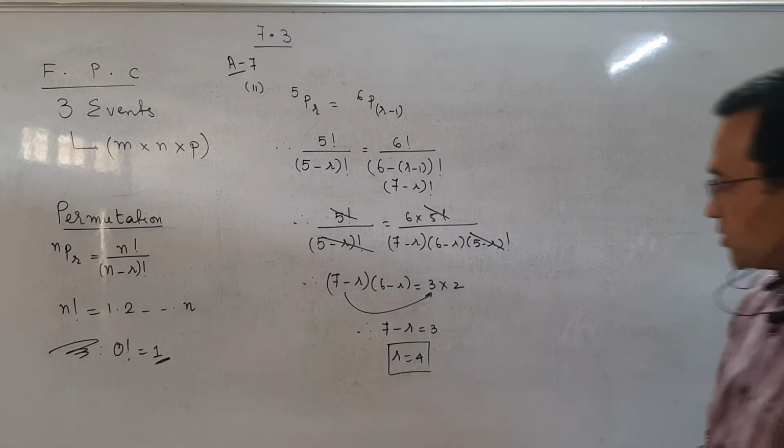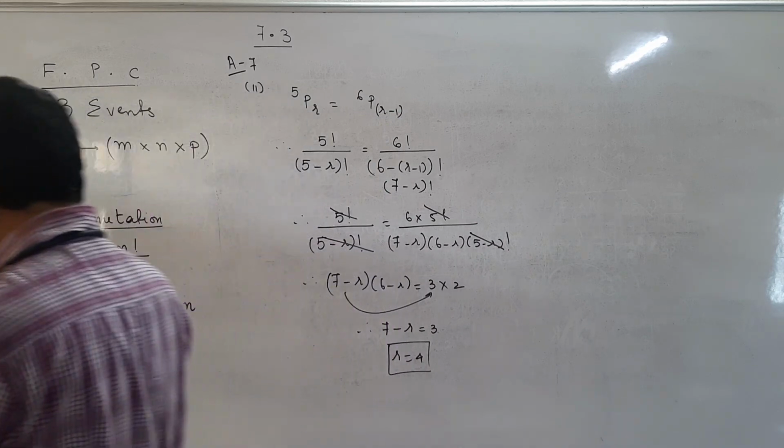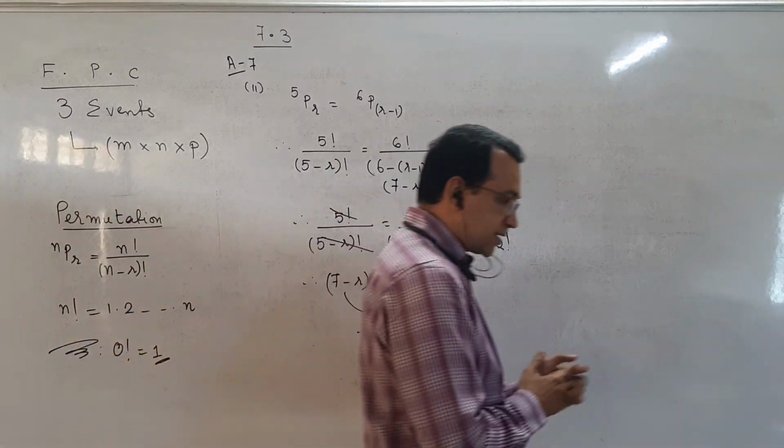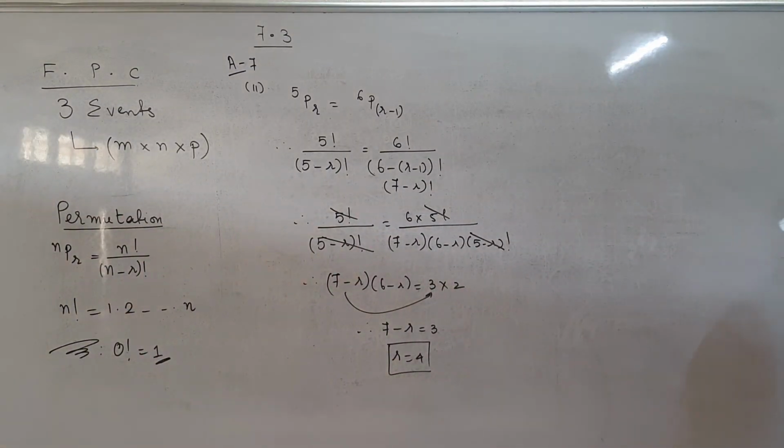So let us revise once again what is FPC. Suppose an event can occur in m ways. After that, the second event can occur in n ways, and after that, the third event can occur in p ways. Then the total ways in which all three events can occur in order is m into n into p. This is the fundamental principle of counting.